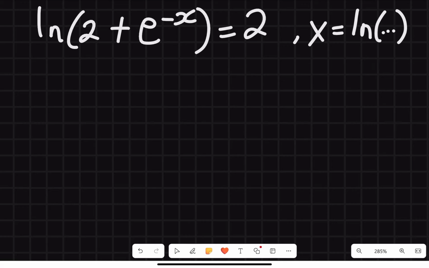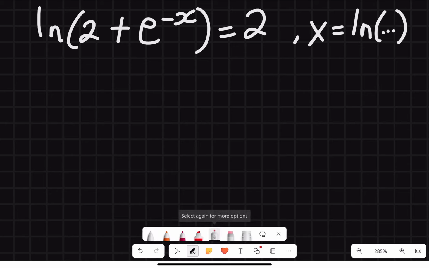In this video, we are asked to solve for this equation, and we are also told that the x value must be written in this form at the end. So I have ln(2 + e^(-x)) = 2.